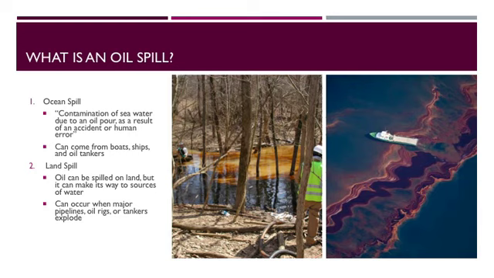The second type is a land spill, which is the same thing as an ocean spill, but on land. It can make its way to sources of water, however. It can occur when major pipelines, oil rigs, or tankers explode. It can even occur when natural disasters hit them. There are also things called natural oil seeps, which discharge many gallons of oil into oceans, but this is not considered an oil spill because it is not man-made.